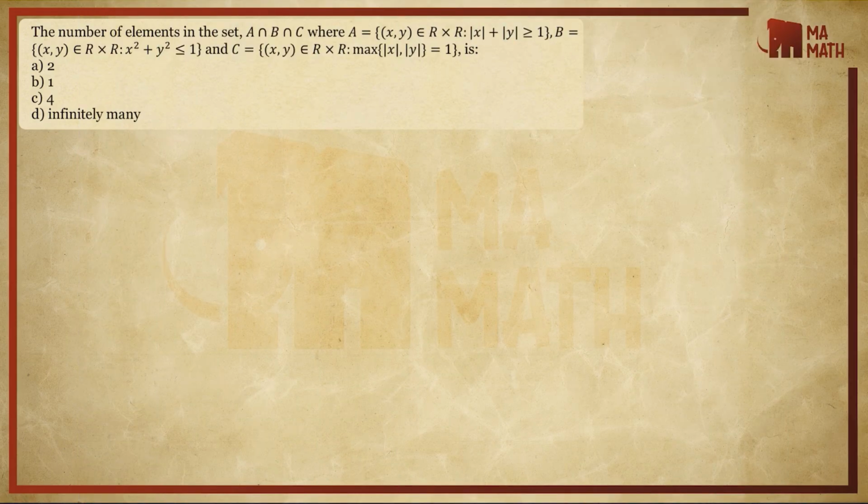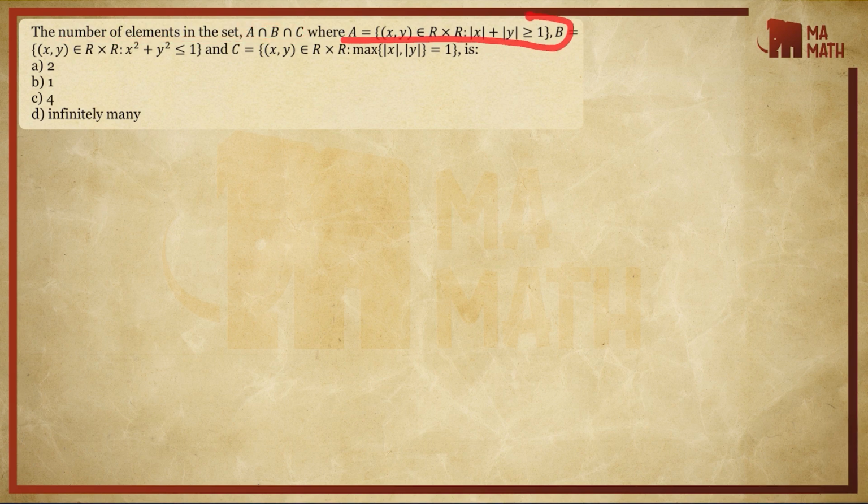So today I have a very interesting question from previous years, and here they are asking the number of elements in the set. So this is a question from sets and relations. They have given that A intersection B intersection C is the required set they want, from which they want the number of elements in that particular A intersection B intersection C.